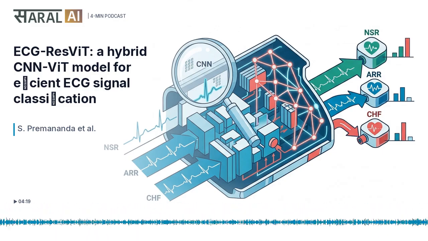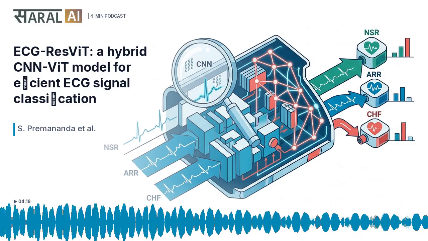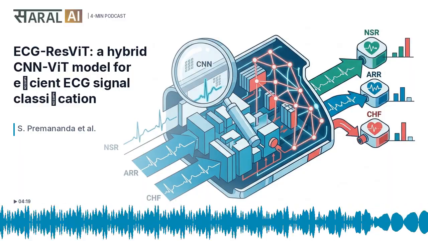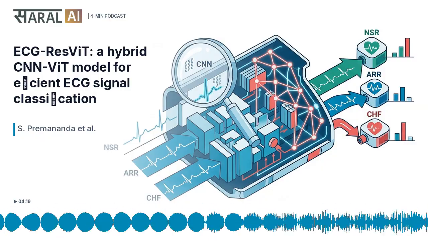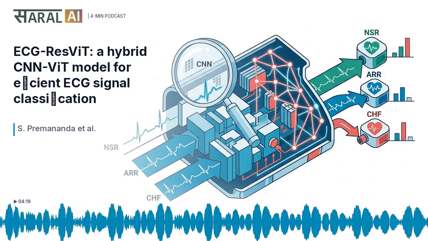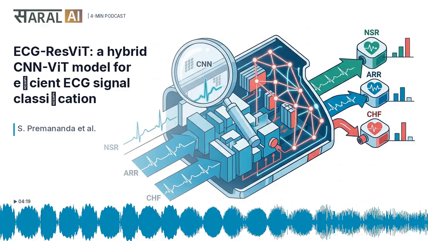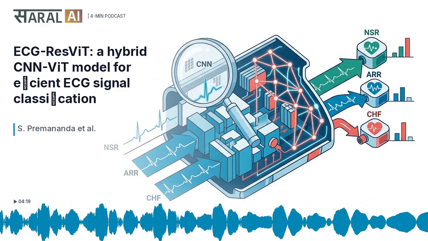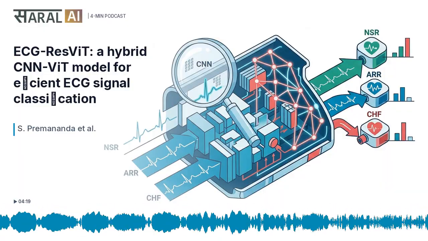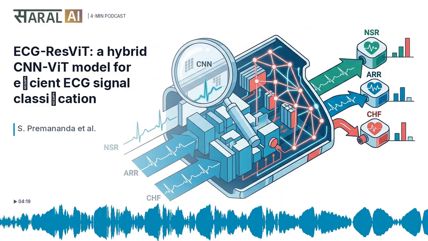Today we're diving into a fascinating new paper, ECG-ResViT, a hybrid CNN-ViT model for efficient ECG signal classification. Oh, that sounds super important. ECGs, electrocardiograms, are vital for checking our heart health. What's this paper all about, essentially?